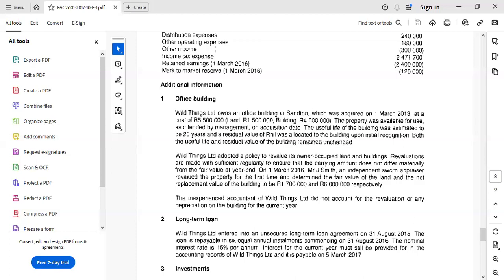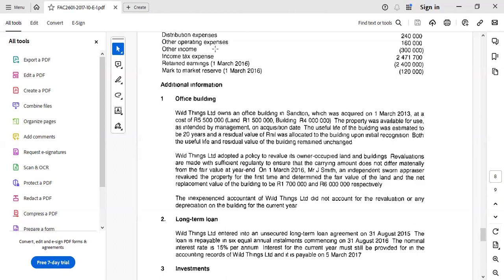Wild Things Limited adopted a policy to revalue its owner-occupied land and buildings. Revaluations are made with sufficient regularity to ensure that the carrying amounts do not differ materially from the fair value at year end. On 1 March 2016, Mr. J. Smith, an independent sworn appraiser, revalued the property for the first time and determined the fair value of the land and the net replacement value of the building to be 1.7 and 6 million respectively.